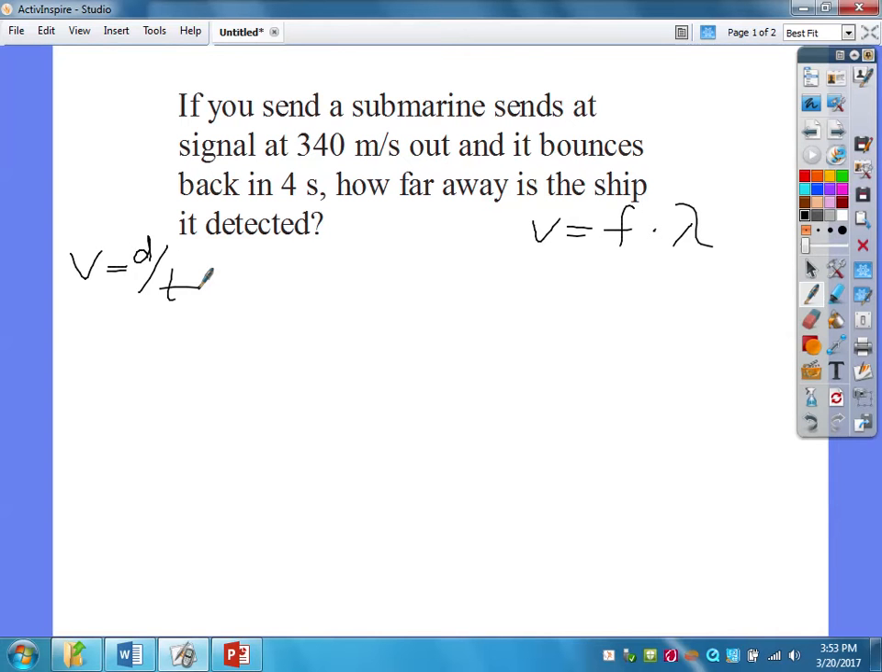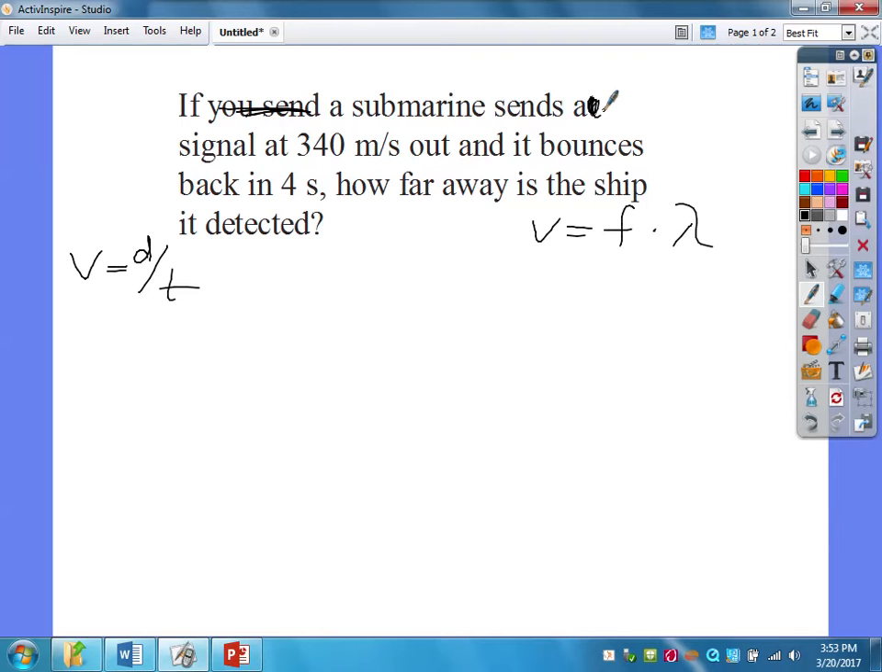If a submarine sends a signal at 340 meters per second out and it bounces back in 4 seconds, how far away is the ship it's detecting?